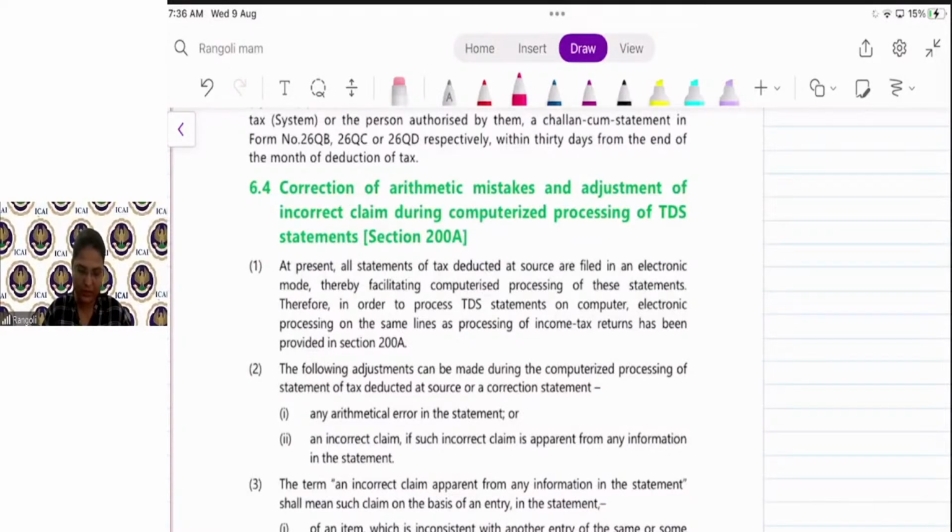Clear? Bhumika, Sudhanshu, yes or no? Please reply fast.